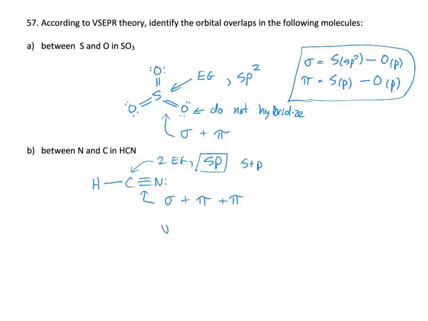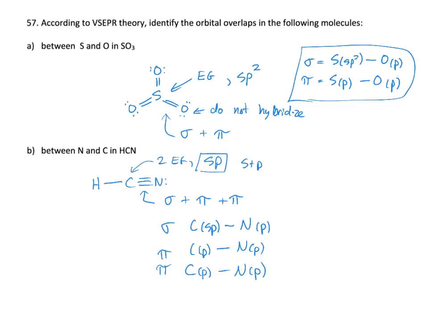So the sigma bond is made by taking a carbon sp and overlapping that with the nitrogen p. Remember, the nitrogen is terminal here, so it does not hybridize. The 2 pi bonds are made from a carbon p and a nitrogen p, carbon p, nitrogen p.